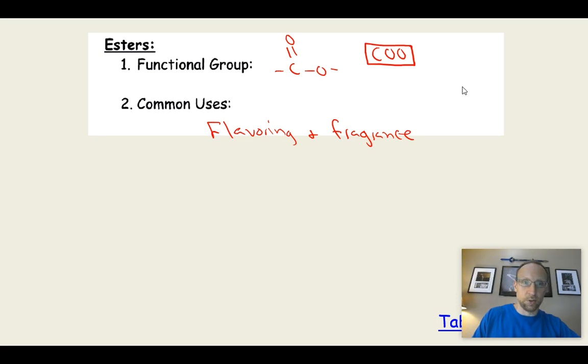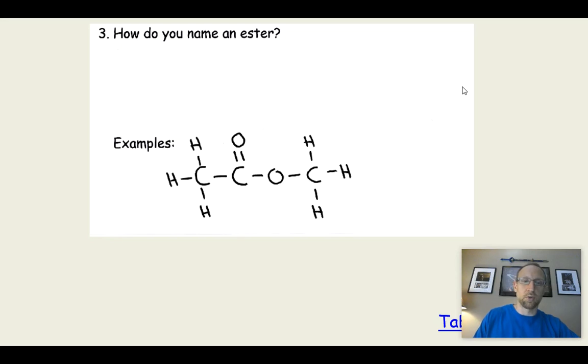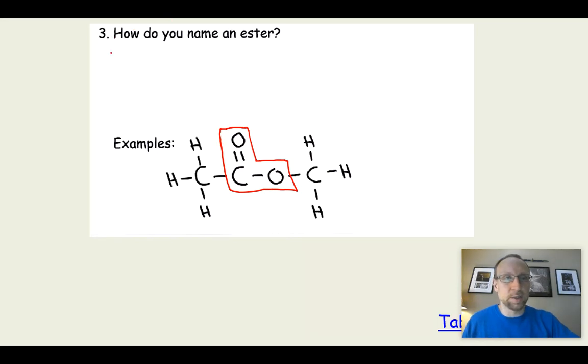So how do you name an ester? These are a little tricky. So draw this example here, and then we'll walk through it. Notice when you have this drawn and you box in your functional group, it forms a capital L. You're going to use that to help you name these. This is the easiest way to do it. I'm putting it in quotes because it's not really an L, but it's that boxed-in L.